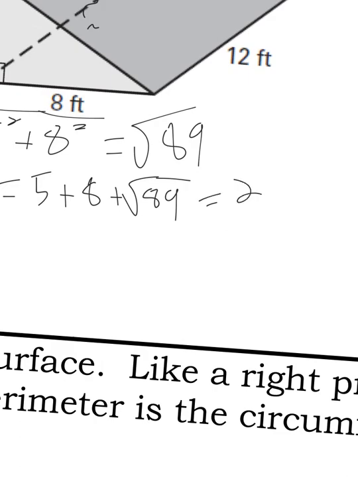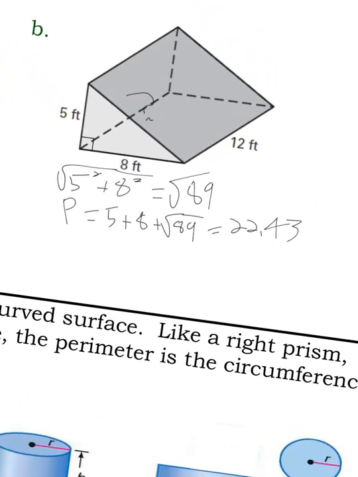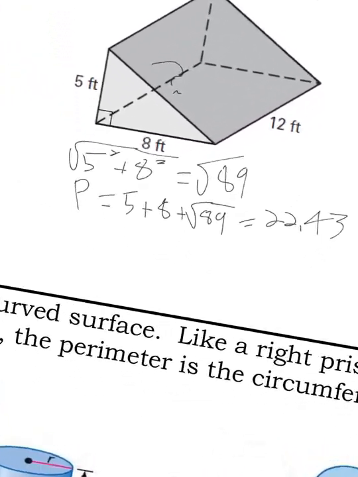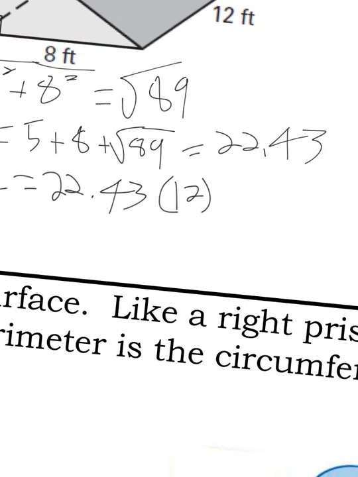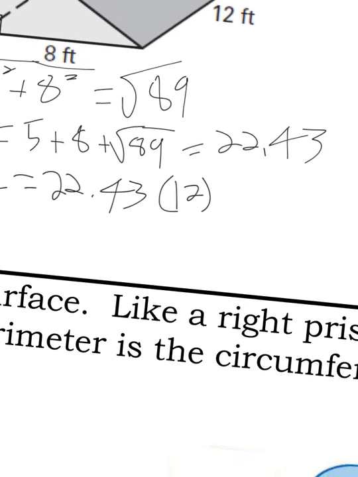22.43. Okay, now I just need to multiply, or I need to add that to, I need to do my lateral area. That was the next step I did. Sorry, I was getting ahead of myself. So lateral area is that number times the height, which was 12. So I get a lateral area, I should say, of 269.21 about. Okay, so that's my lateral area.